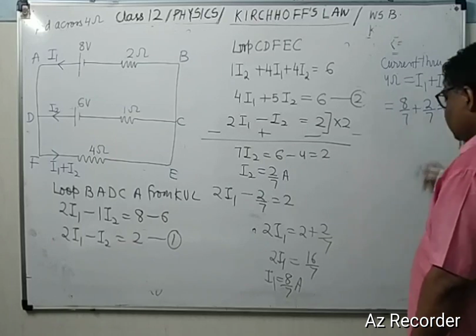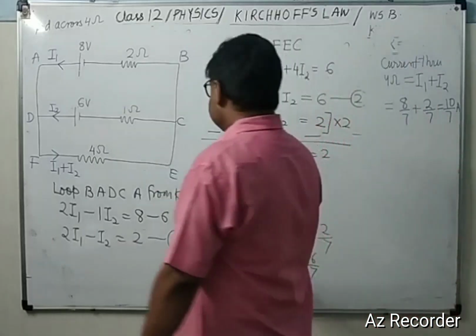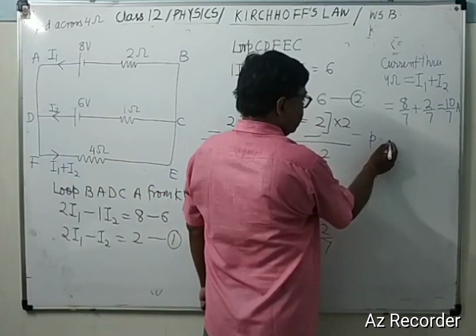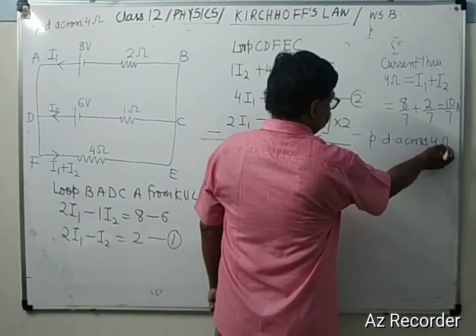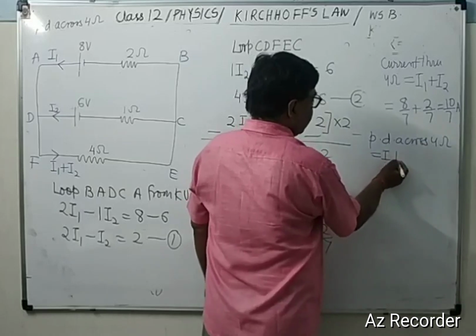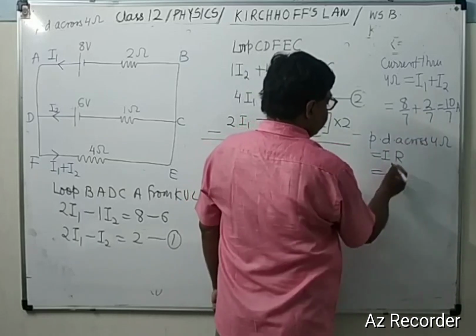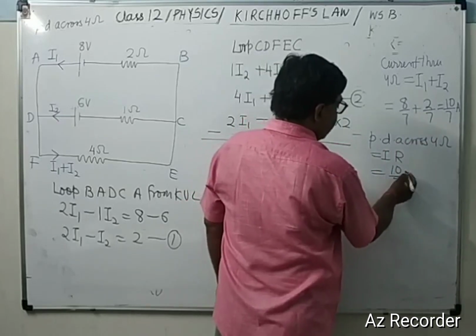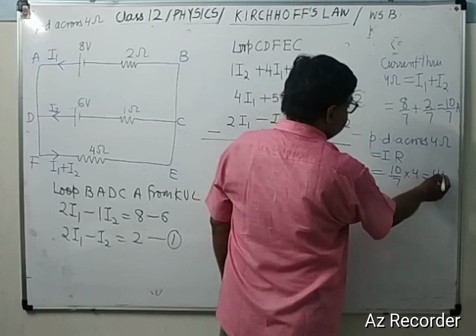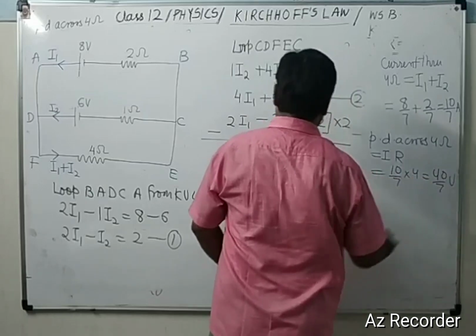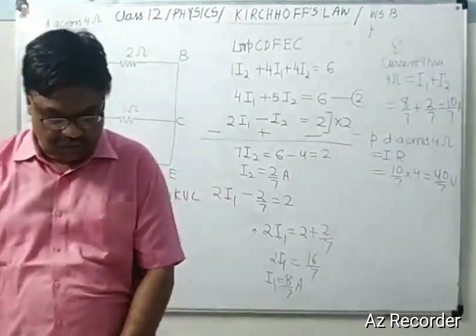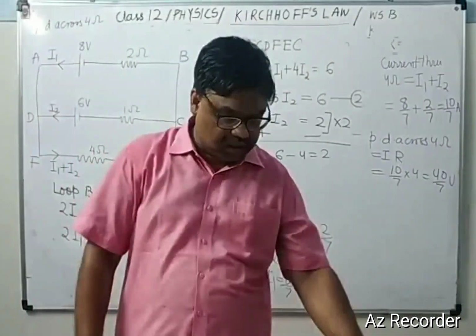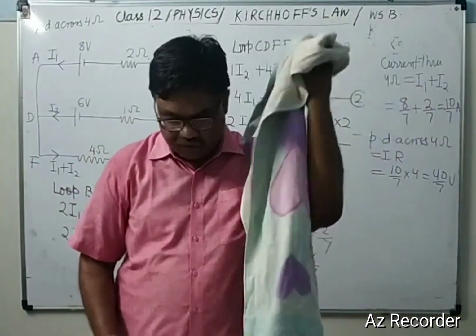Here the current is this. So what is the potential difference across 4 ohm? The potential difference is I into R. I you have calculated, 10 upon 7. R is 4, that is equals 40 upon 7 volt. So this way you will do. It's clear?